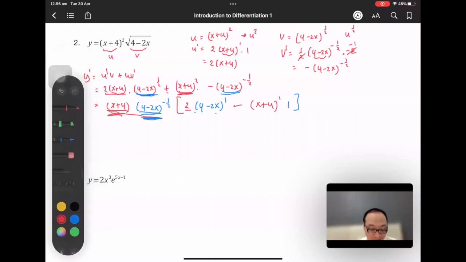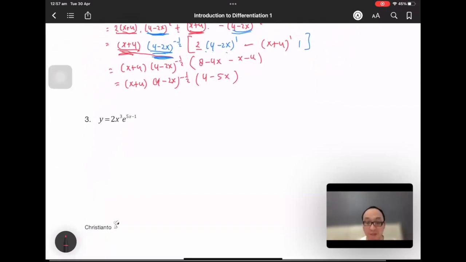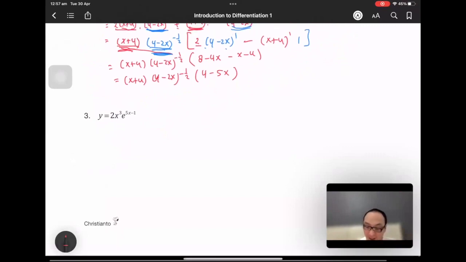Okay, now simplify. So it's x plus 4, 4 minus 2x to the power of negative half. And then we have, what is this? 8 minus 4x minus x minus 4 equals x plus 4, 4 minus 2x to the power of negative half. And then we have 4 minus 5x. Okay, this is the simplest form. Let's see another example.